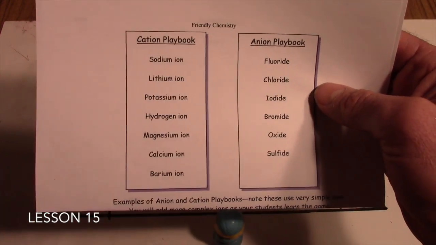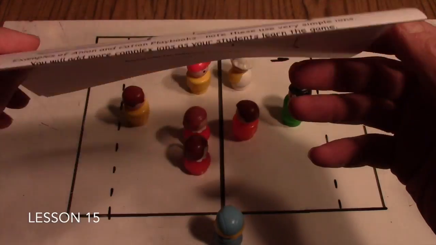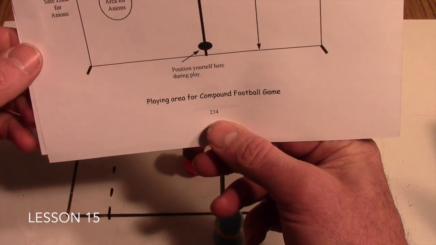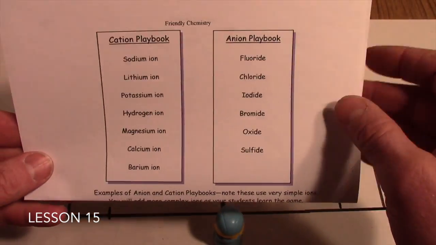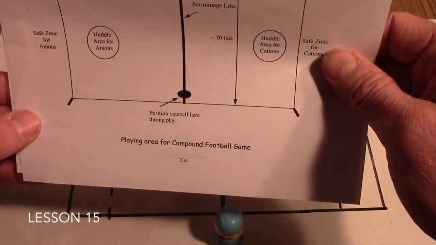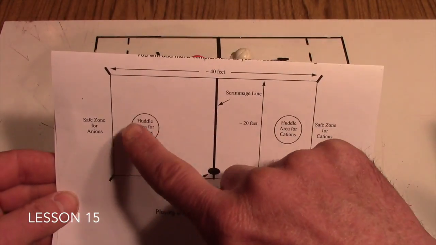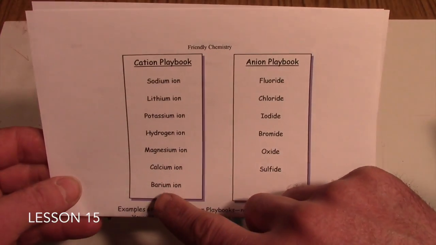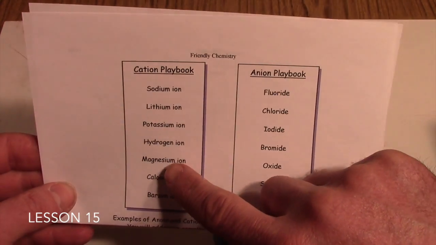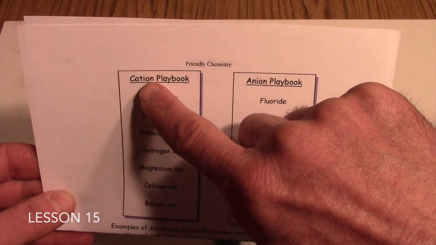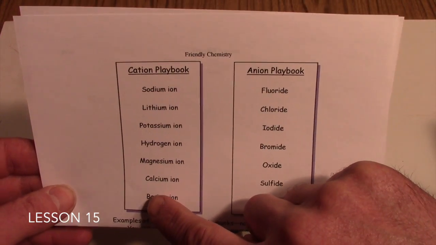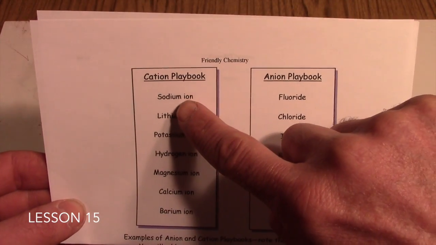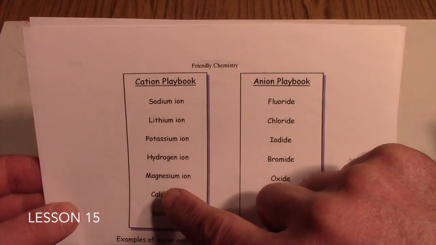Now, in your teacher edition, on page approximately 234, depending on which edition you have, there are some examples of the playbook, and you can also see we've got a diagram for the playing area as well. These playbooks are just a piece of paper that has written on it the cations that the cation team will be able to use as a play, and then the anion team will have the same thing. You see here we've listed sodium, lithium, potassium. These are just some simple monoatomic ones.